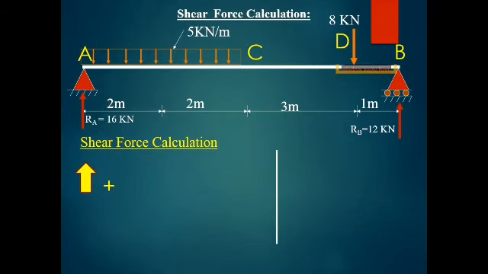For shear force calculation, the convention which we are going to use is upward is positive and downward is negative. Why? Because we are going to consider only the left side of the section. We are not going to look at the right side of the section. So let's take the sections one by one. Now we have studied that wherever there is a point load, we have to take two sections. So at A, at D, and at B, I will have to take two sections, one on the left, one on the right of the point.